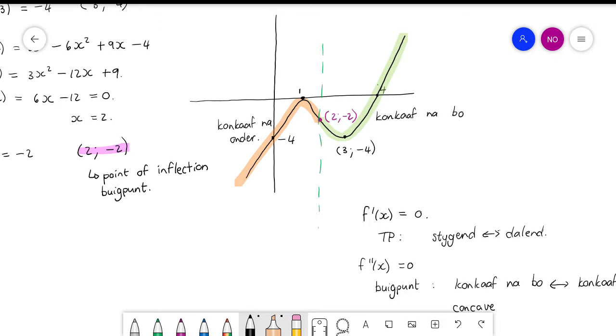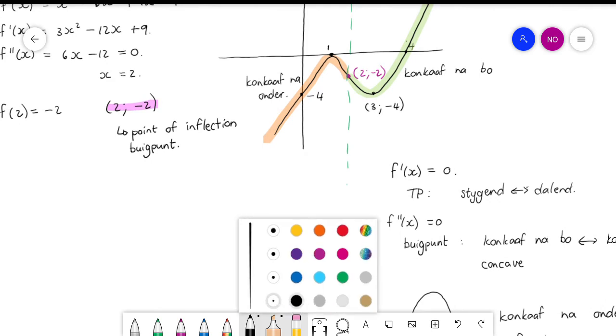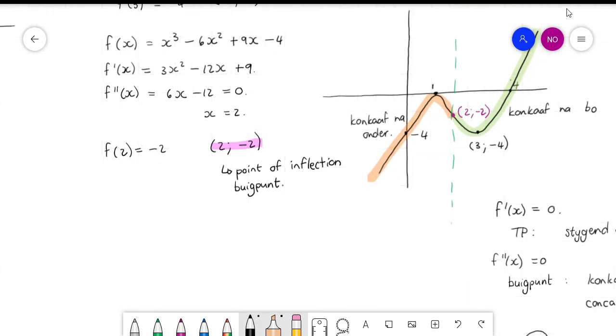Okay, goed. And let me just show you that in terms of the algebra behind it. So for this one, we calculated that is true. Okay. Wat is die x-waarde van die punt van die buigpunt in hierdie voorbeeld? That's the point of inflection. What's the x value there?